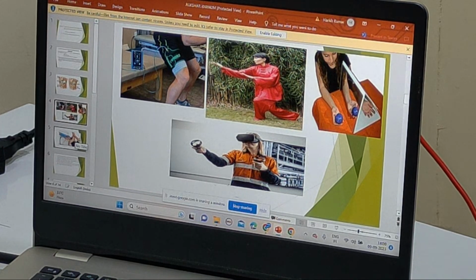The fourth picture indicates virtual reality training, in which the person wears a mask, and it is computer operated. They will see images and videos in which they try to do the movements, which distracts their mind from pain and improves the movement. Next slide.